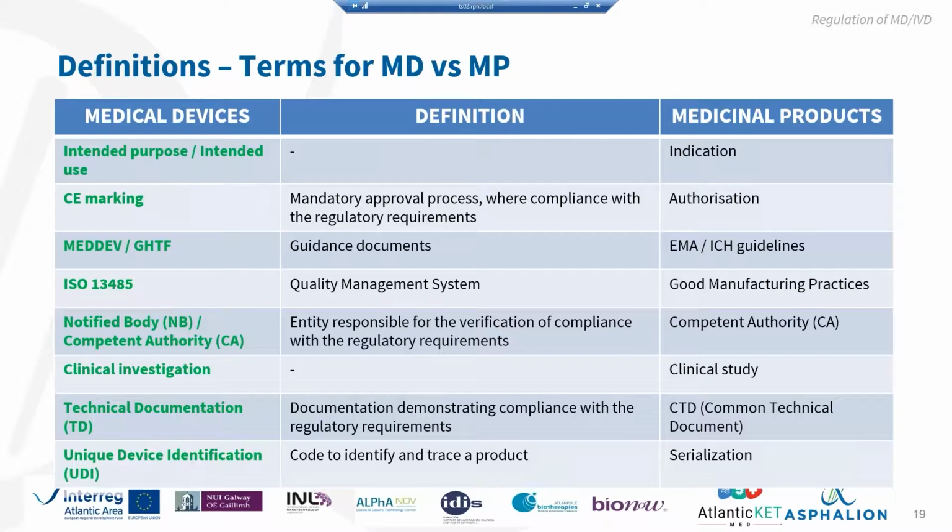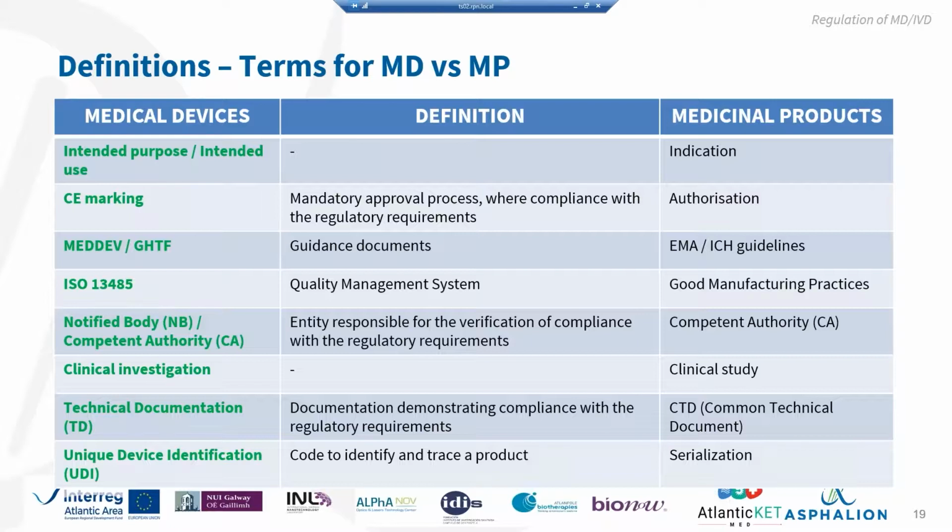On the other hand, we've got ISO 13485, which is a quality management system. We will talk about this in the second section in more detail, but you will see that the manufacturers need to have this quality management system implemented, and it should be based on this ISO standard. It is equivalent to the good manufacturing practices of medicinal products.